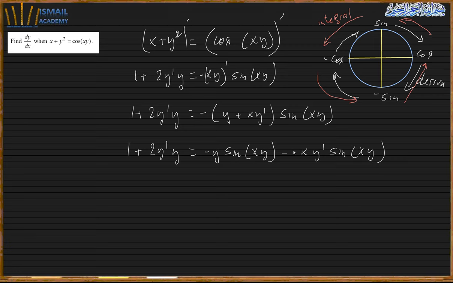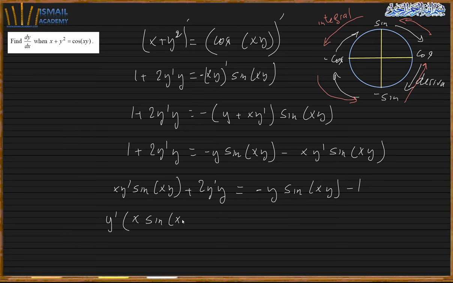So I combine the terms that have y prime. I'm going to move these terms here and move the minus to the other side. So when I move this, it becomes positive on that side. So it becomes x y prime sine x y plus 2 y prime y, and here will be minus y sine x y minus 1. Now because I'm looking for y prime, I take y prime as a factor. So minus y sine x y minus 1. Now because we have a factor next to y prime, we divide both sides by that factor.